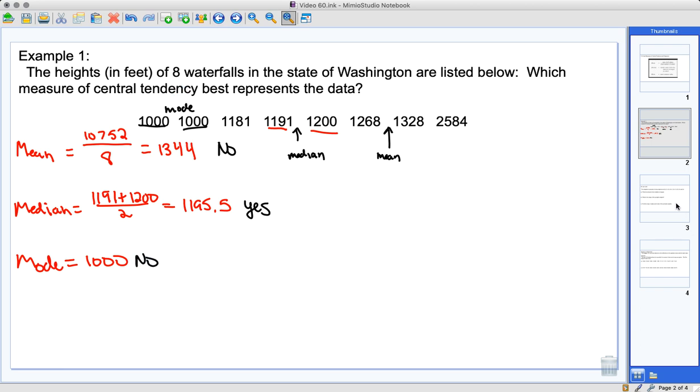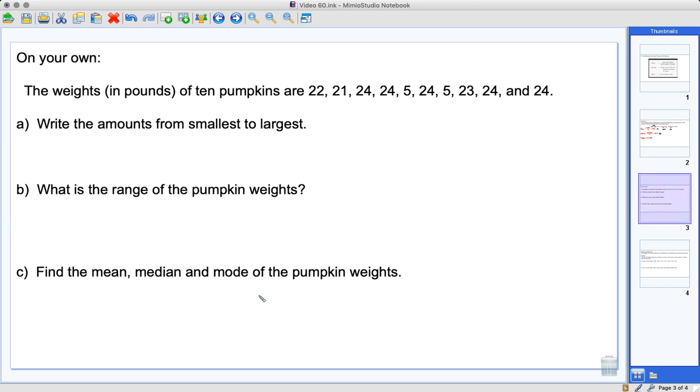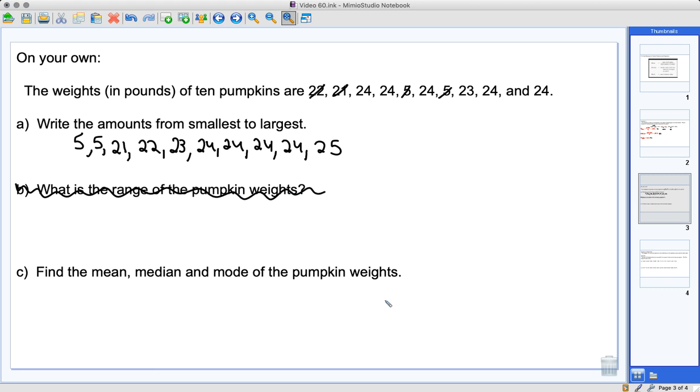All right, next one. Write the amounts from smallest to largest first. So we got 5, 21, 22. Oops, there's two 5s. We got 23, and then 1, 2, 3, 4, 5 24s. All right, range we're going to talk about on the next slide.